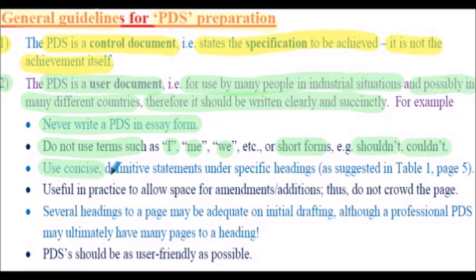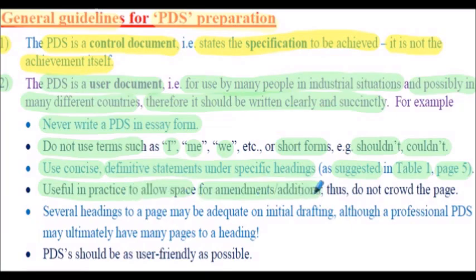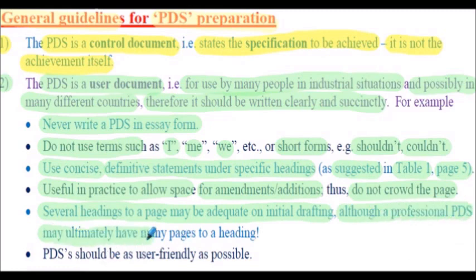We should always use concise, definitive statements under specific headings, and these headings are suggested in Table 1, which we will review on a following slide. And it can be useful in practice to allow space for amendments or additions within the PDS, so we avoid crowding of the page. This is particularly useful for engineers as they read the specifications. They can add annotation to the various clauses or requirements stated in the document. Several headings to a page may be adequate on initial drafting, although you'll find that professional PDSs may ultimately have many pages per heading. Take for example referencing.